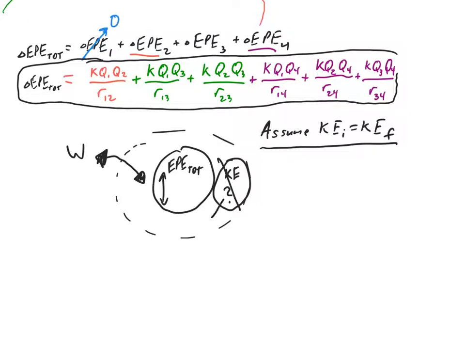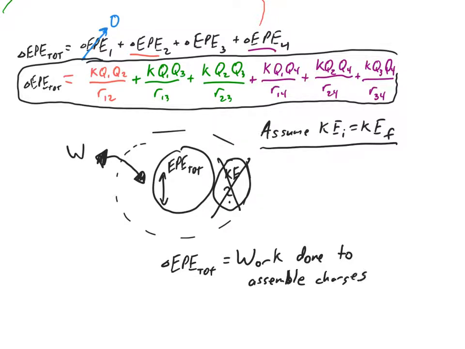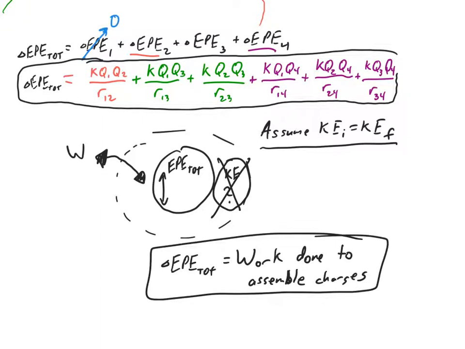In which case we can omit that term and say that the change in electric potential energy total is equal to the work done to assemble charges. And there we go. Two different ways it's commonly asked: work or change in electric potential energy.